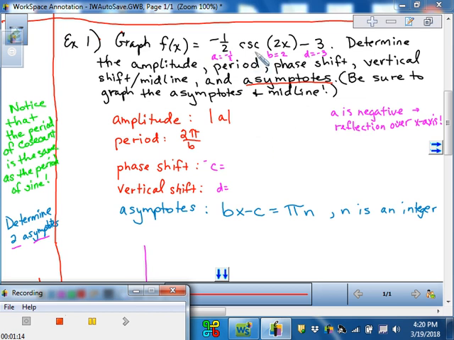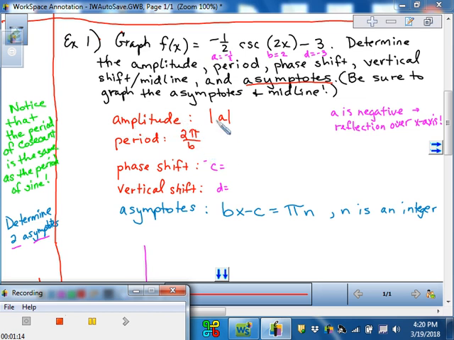Now, because cosecant and secant are not going to be continuous graphs, we are going to have asymptotes, and we'll talk a little bit more about how to find those in a couple of minutes. So first thing we have to do is label the parts of our graph. The A number, the coefficient in the front, is -1/2. Our B number, our multiplier, the coefficient of x, is 2, and we don't have a C number inside the parentheses being added or subtracted from the x term, and D is -3.